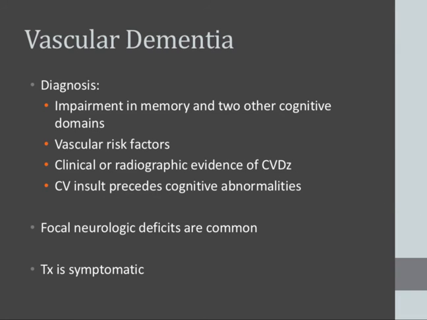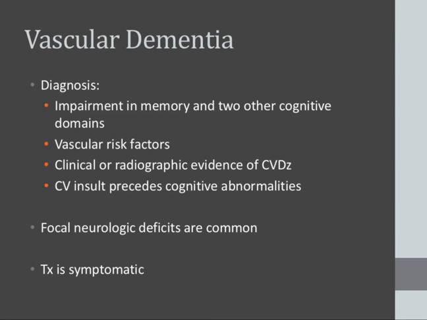Diagnosis of vascular dementia requires impairment in memory and two other cognitive domains, so things like orientation, language, praxis, executive function, visuospatial skills. These should be serious enough to affect the activities of daily living and be consistently present in order to distinguish dementia from just episodic impairments of consciousness, such as delirium.